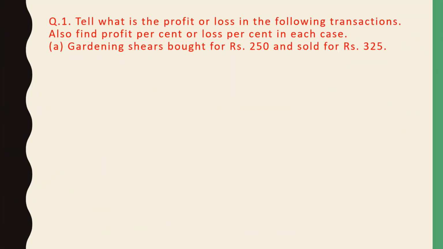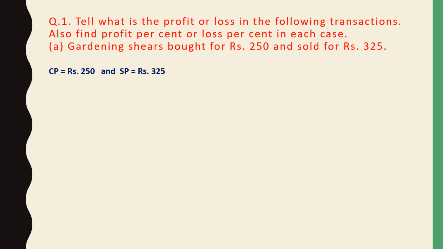Question number 1. Tell what is the profit or loss in the following transactions. Also find profit percent or loss percent in each case. First, A. Gardening shares bought for rupees 250 and sold for rupees 325.